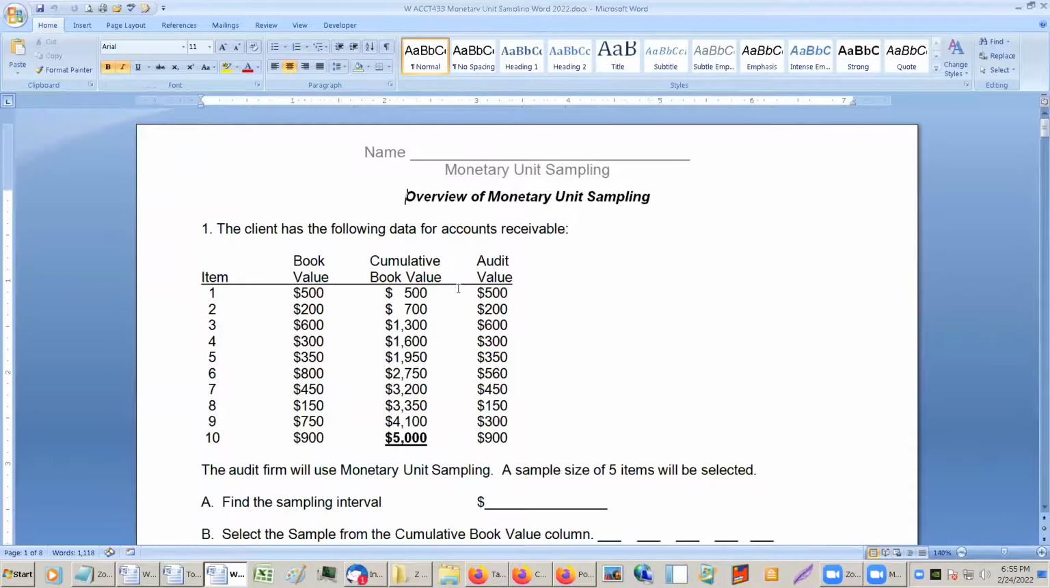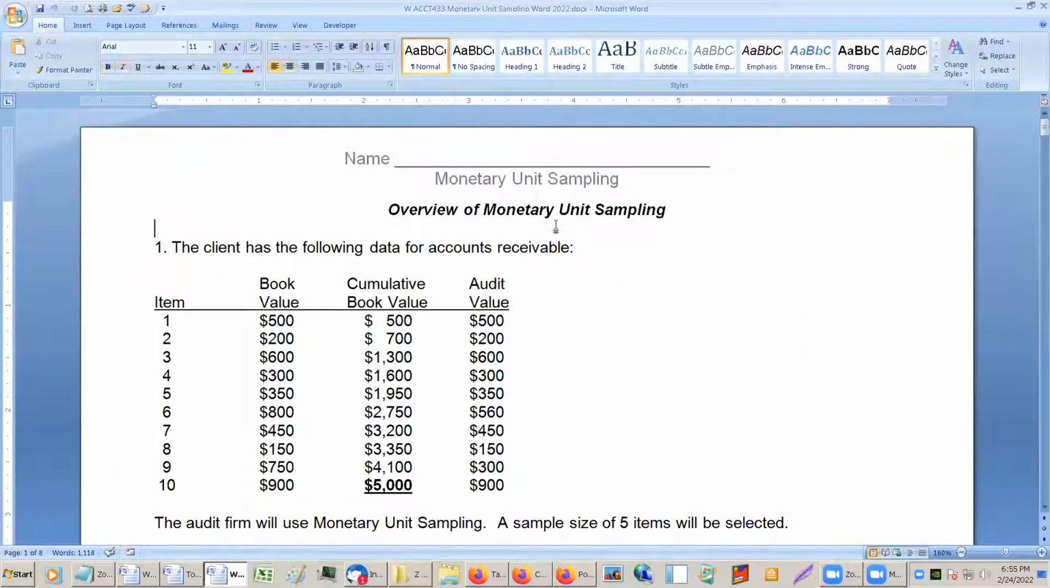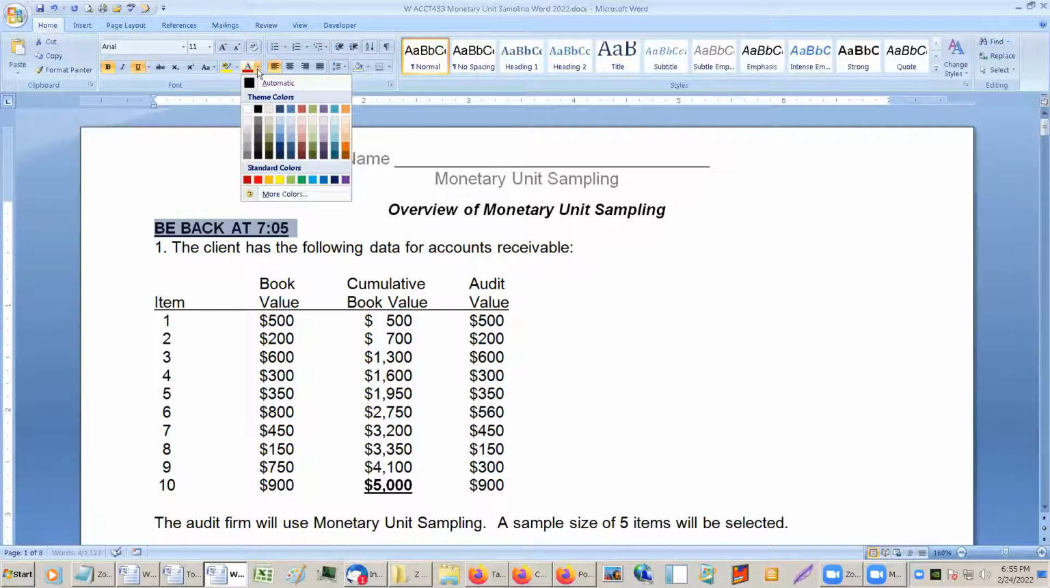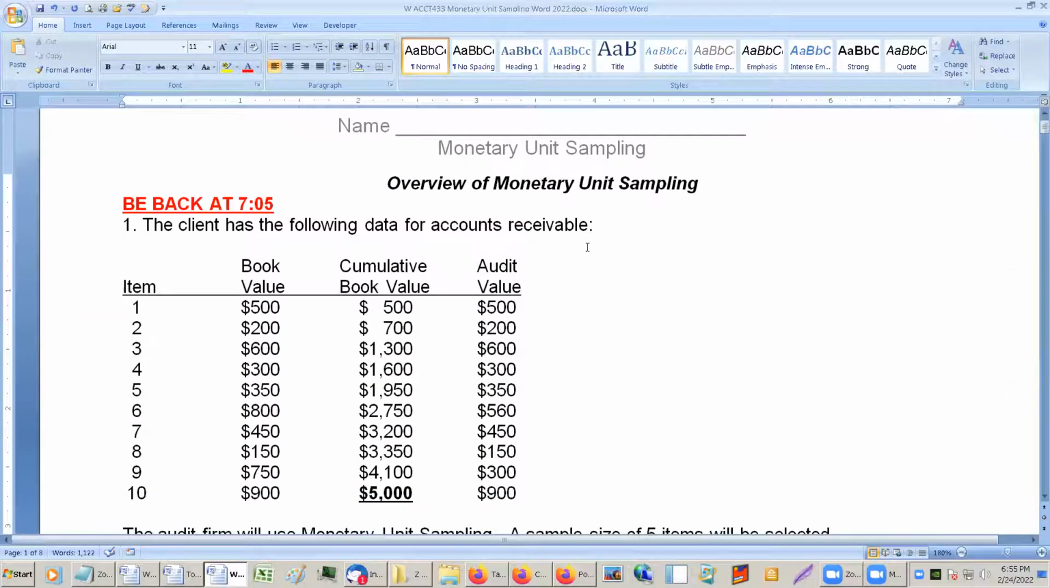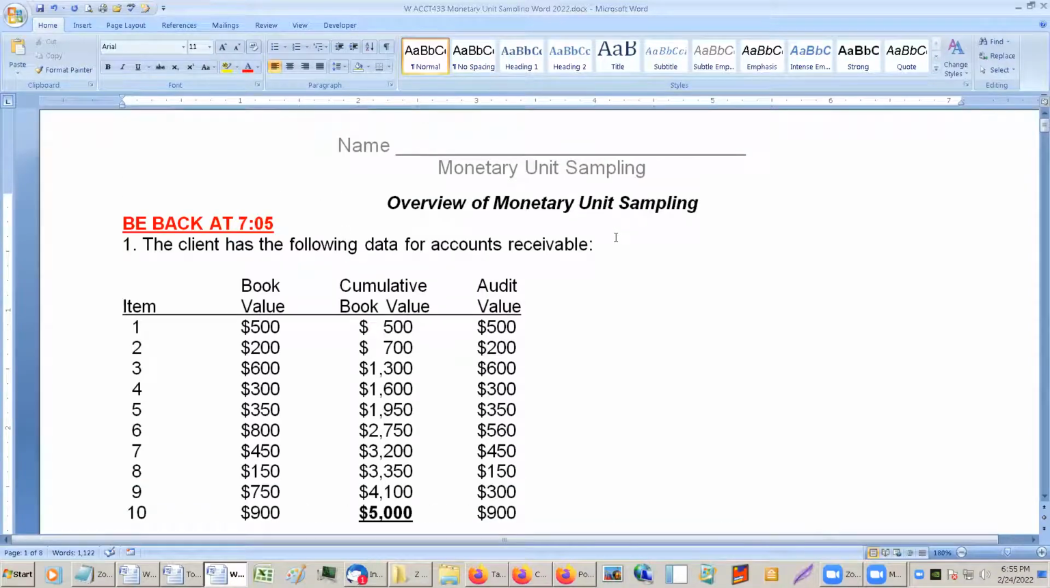so the monetary unit sampling, this is also in the course documents, 705 maybe. Yeah, so the monetary unit sampling, this will be what we go over next, and that is in the course documents. It's also in the email.